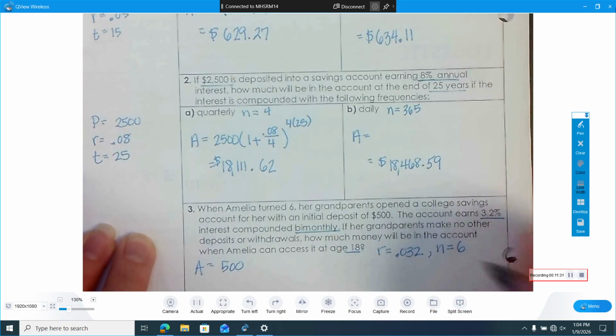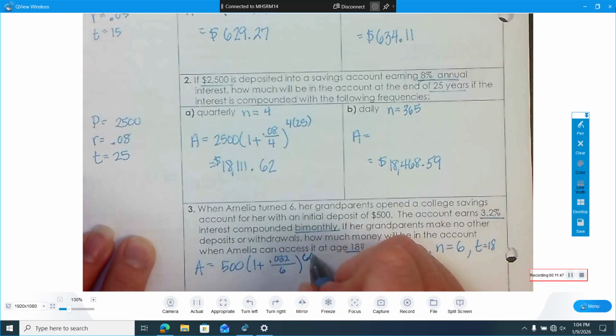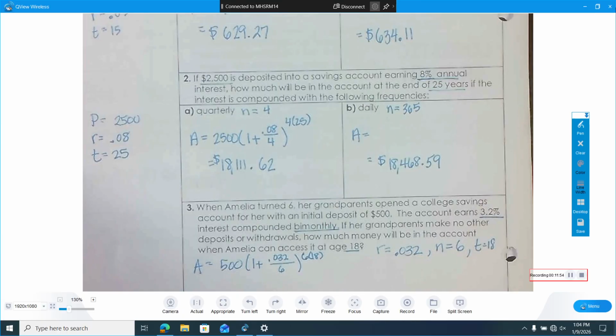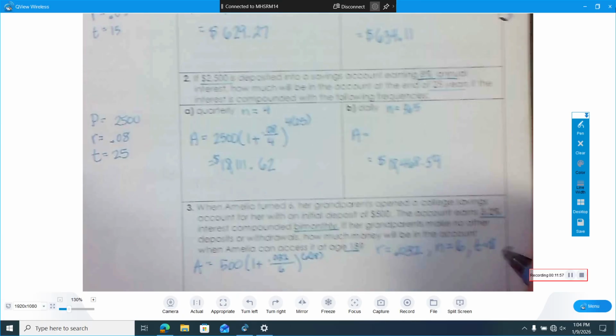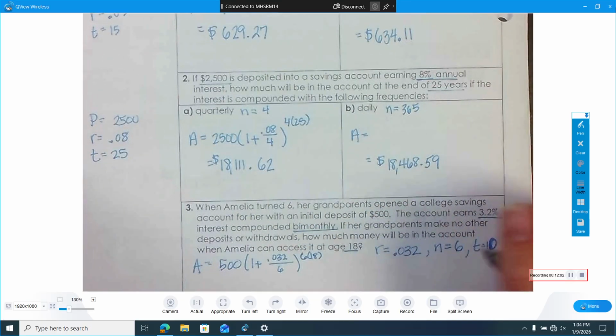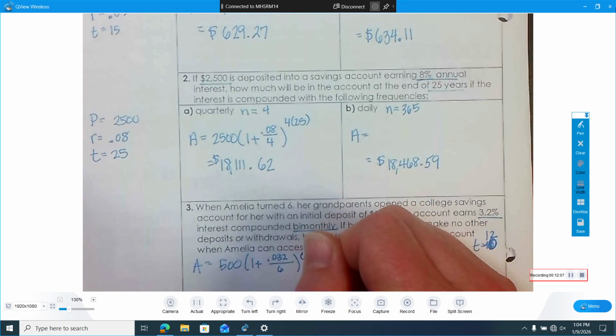She did her answer key wrong. All right. T is 18. All right, so we have 1 plus 0.032 over n, which is 6, to the n times 18. 6 times 18. Wait, but they put it in when she turned 6. You're right. This should be 10. No, 12. Oh, 12. Thank you. Yeah, that 12 would be better. That's better math. Thank you.